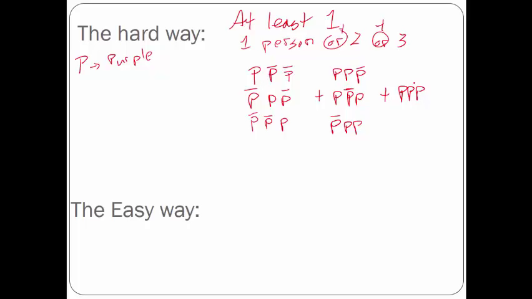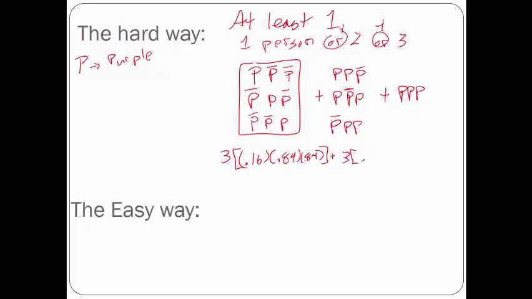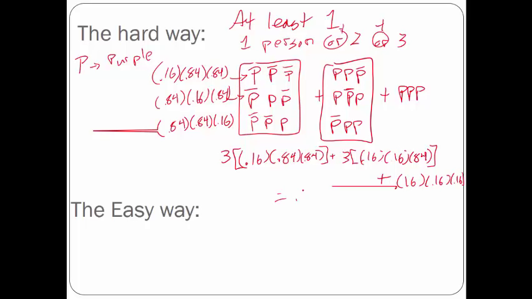Within each of these, there's the probability of purple, 16%. And the probability they don't like purple, 1 minus that, would be 0.84. But there are 3 ways to do this, so we'd have to multiply that by 3. And then we'd also have 3 ways to get purple, purple, not purple: 0.16, 0.16, 0.84. And then finally, there's only one way to get all purple, and that's just 0.16, 0.16, 0.16. So the grand total there would be 0.407.